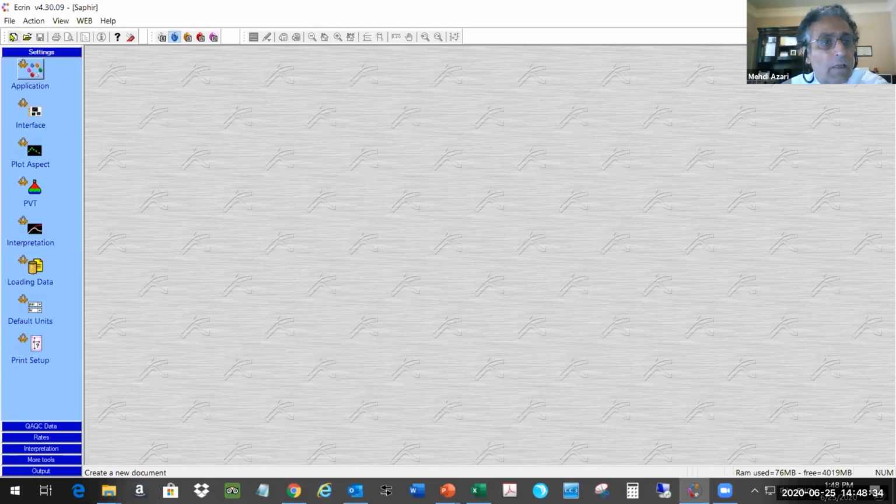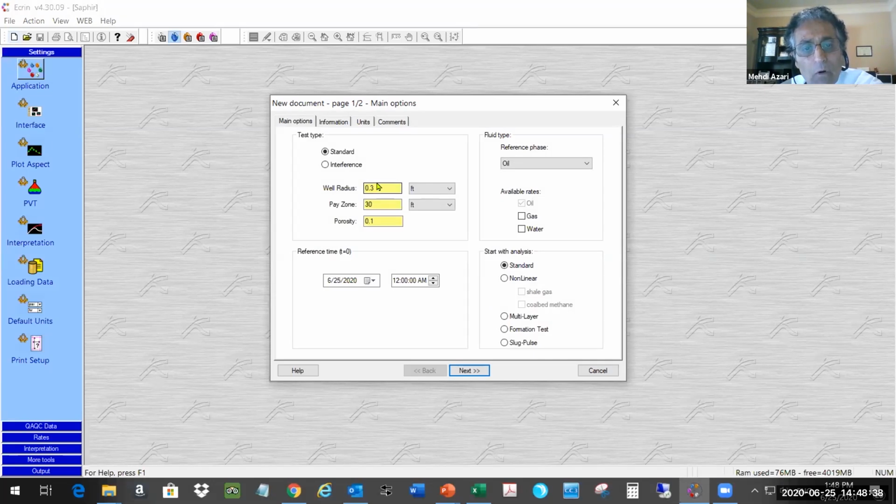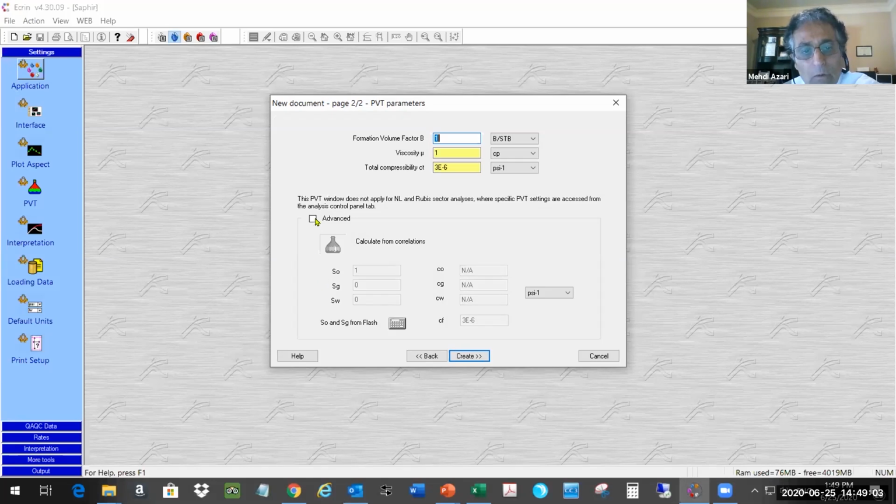So I'm going to click here, this is called new, and then you can put the wellbore radius, pay zone thickness, porosity, whatever you have here, and then you can have oil, gas, water as your reference. So let's say it's oil, and then let's say I have gas and I have water as well. If I don't put any of these, it's going to have oil in. Okay, so let's go to this one. I didn't check anything, so I go to this one, and then you can put the formation volume factor, viscosity, and total compressibility if you have calculated it yourself.